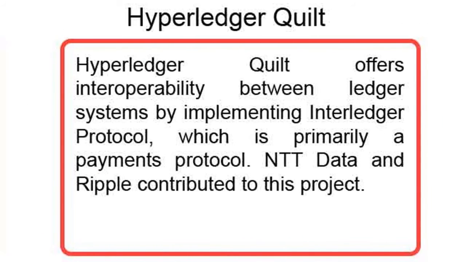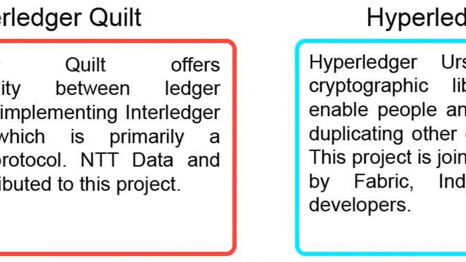Then we have Hyperledger Quilt. Hyperledger Quilt is an interoperable protocol which can be used to work with different kinds of networks. This is one of the major projects which can solve multiple problems related to blockchain right now, where we can create the networks and we can interoperate the networks and finally have a complete, much more sophisticated solution. This project is currently being taken forward by NTT Data and Ripple.